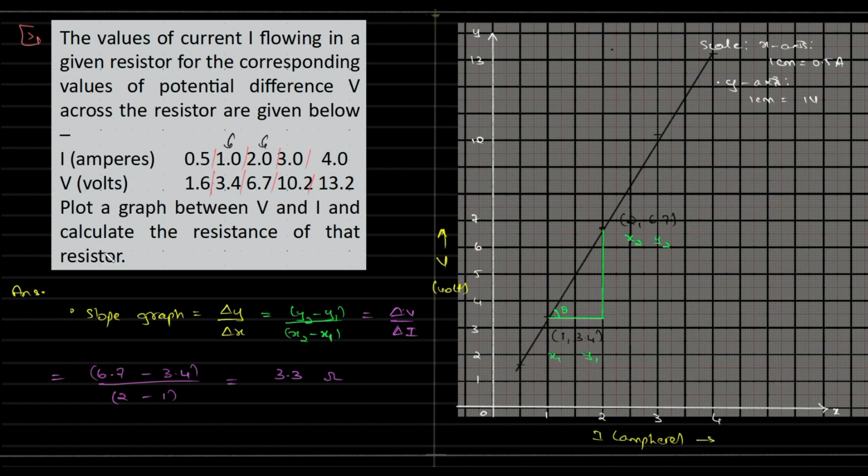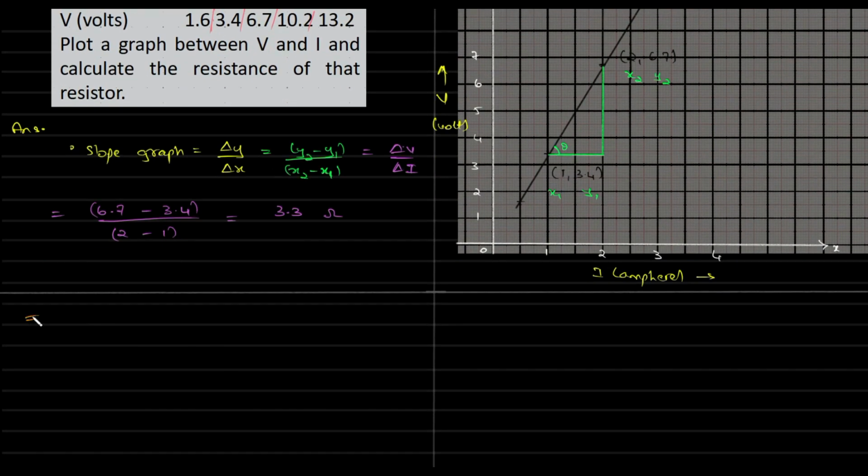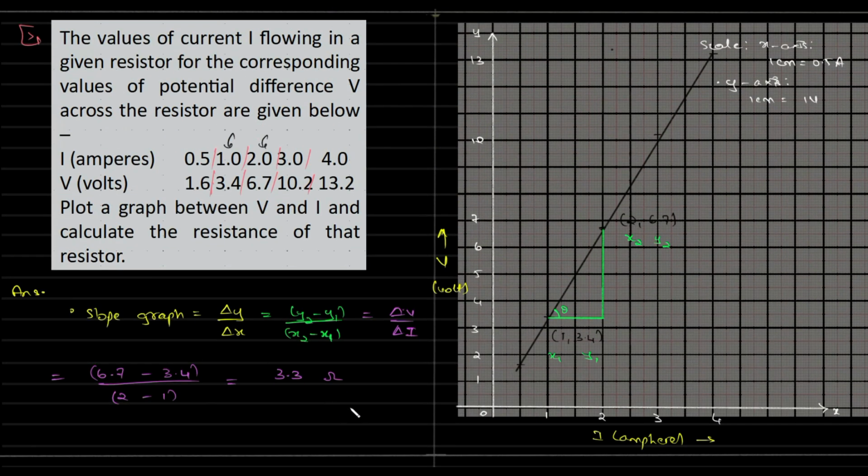That's all. So you can just write a statement that resistance of the wire or resistor is 3.3 ohm. And that's your answer. So pause and have a look at the answer.